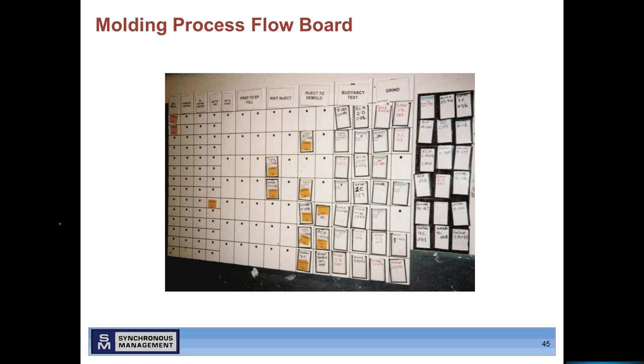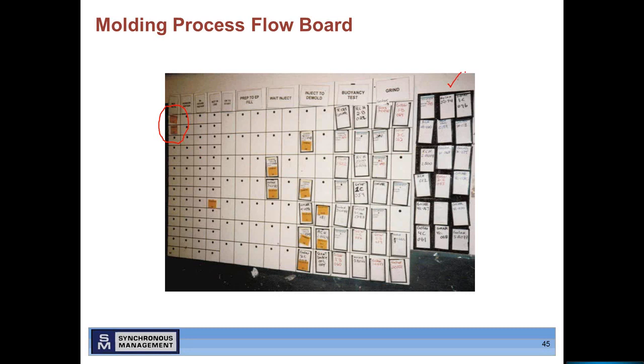So the key thing here is the mold. They want to keep track of where all the molds are, which ones are available to mold more product, and which ones already are in process and have product in them. And the cards show where they are in process, all the way from prepping to filling, injection molding, testing, grinding, and then, of course, excess inventory.